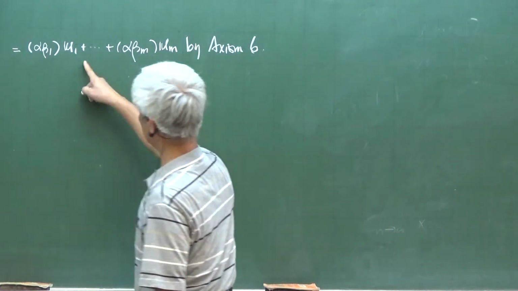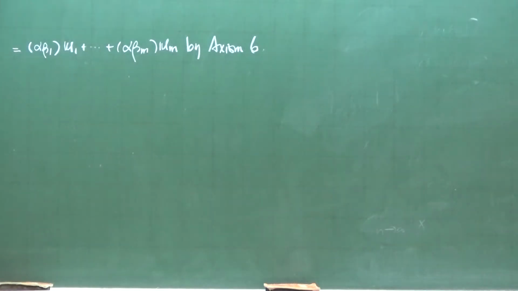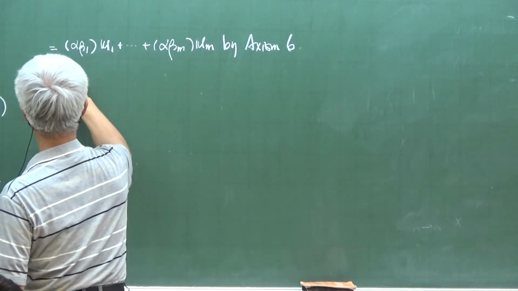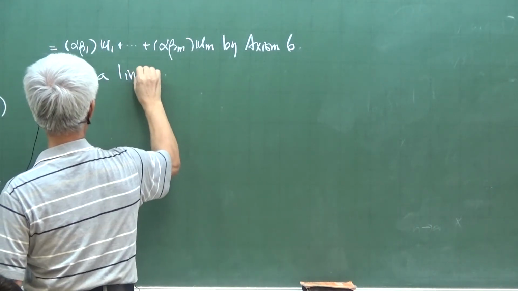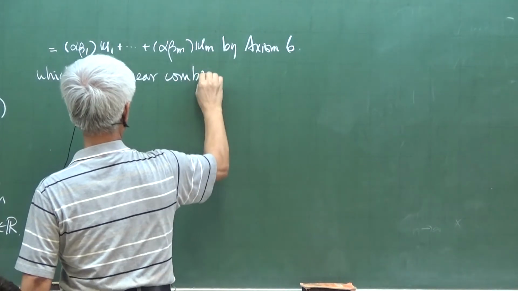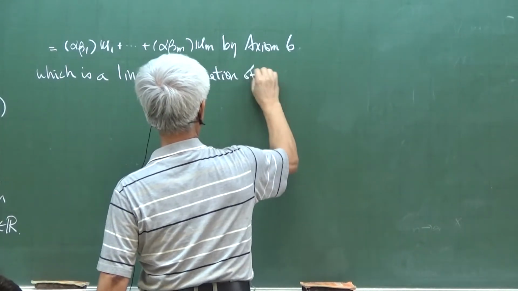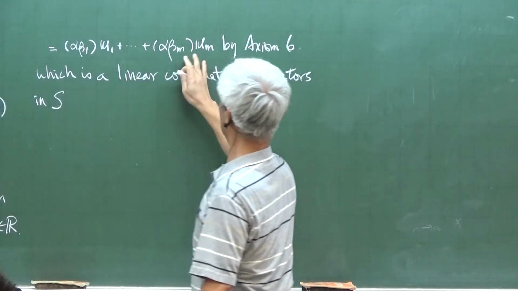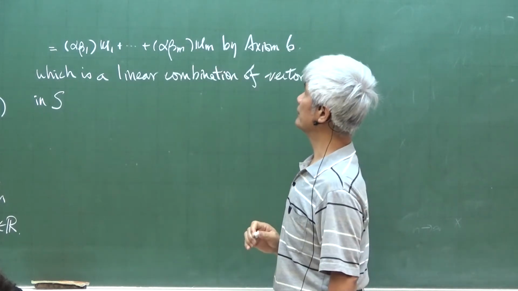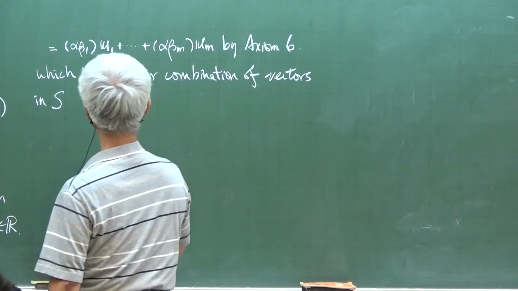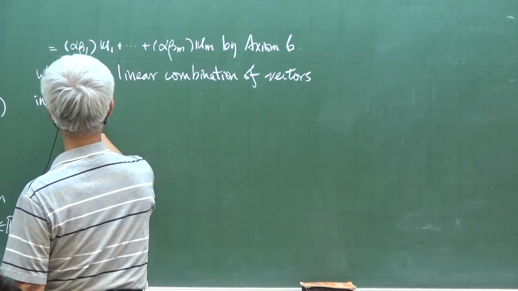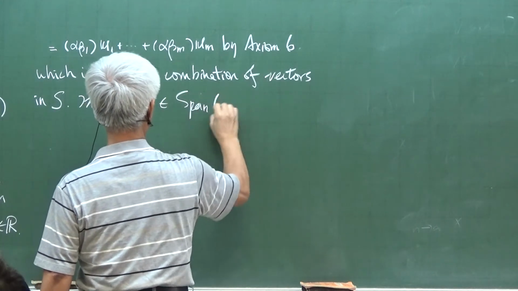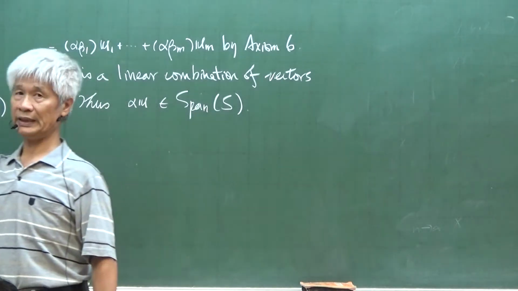Okay, so now alpha u is expressed as a linear combination of vectors in S, because u1 up to um are vectors in S. So this is a linear combination. So that's alpha u is in the span. Okay. Right, so that proves the claim.